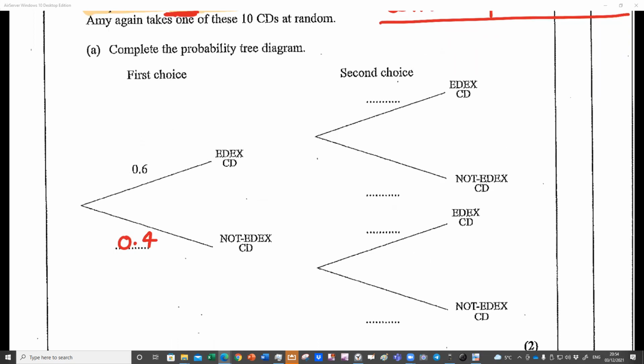What goes here? The same thing, 0.6. Exactly, because the probabilities haven't changed. Same. Independent.